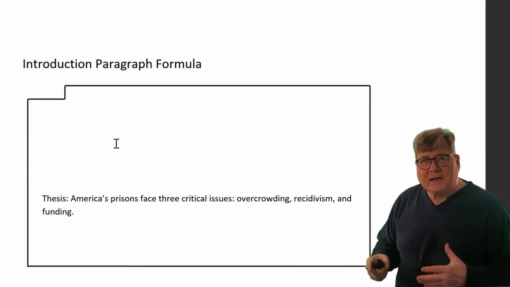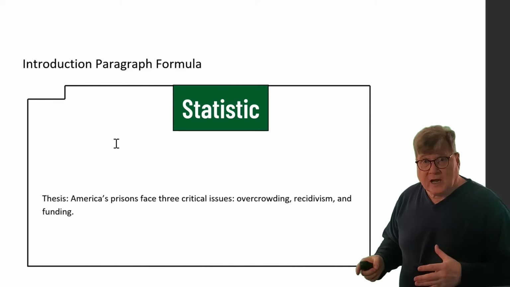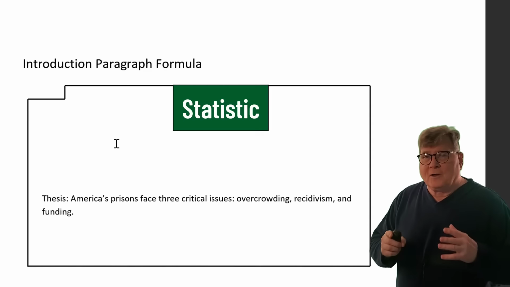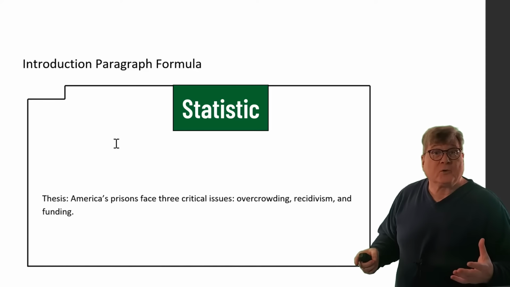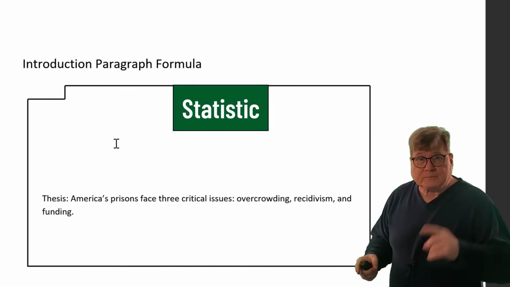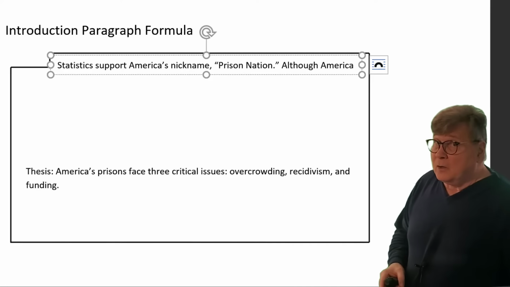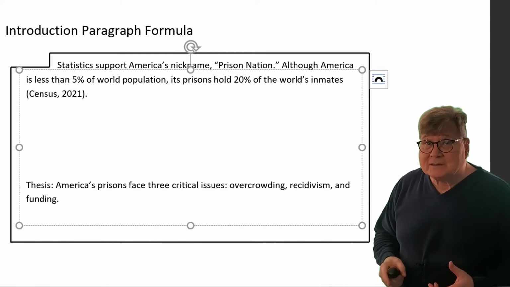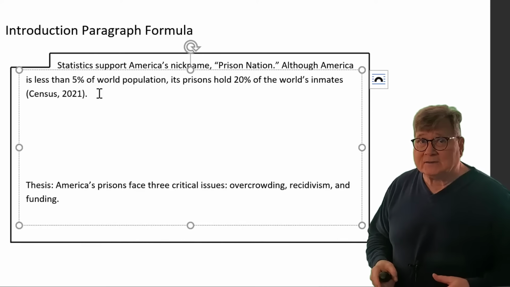Now for this essay, let's try the statistics hook. Now in reading about this topic, you're likely going to encounter many stats. So now I want you simply to trot out some of those stats, even if you're going to use them again later. For example, statistics support America's nickname, Prison Nation. Although America is less than 5% of the world population, its prisons hold 20% of the world's inmates.